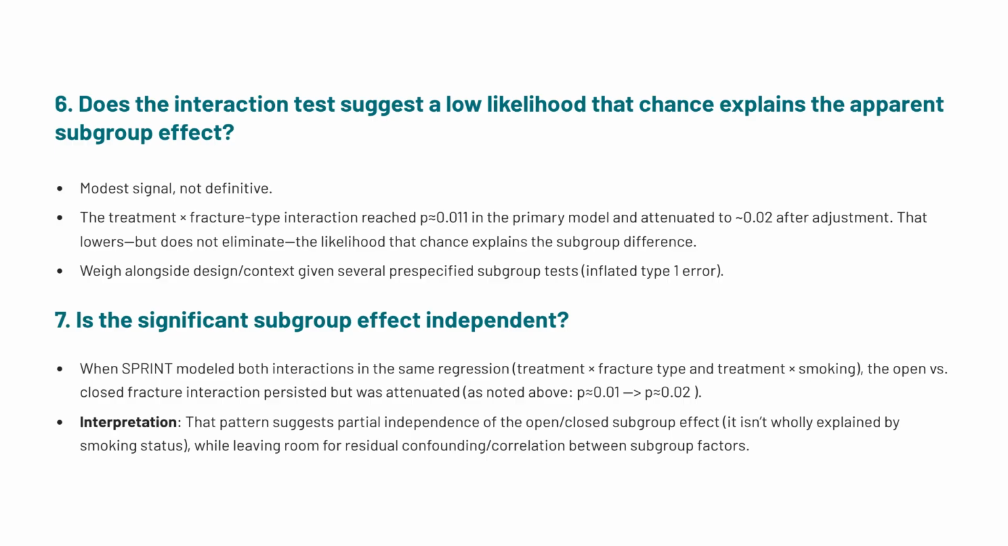For question 6, we ask whether the interaction test suggests the subgroup results are unlikely due to chance, and consider interpreting p-values on a continuum rather than a hard cutoff. In the SPRINT trial, the p-value for the treatment and fracture type interaction was approximately 0.01 in the primary model, and it was attenuated to approximately 0.02 after adjustment. This is a modest signal, although not decisive, especially with several pre-specified subgroups. So, based on these results, we can presume partial independence with possible residual confounding.